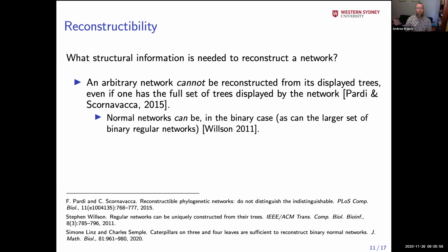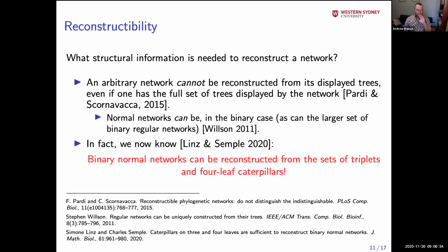So networks are hard because unlike trees, even if you have all the display trees, you can't reconstruct a network, and that's Fabio Pardi and Celine Scornavacca's result from 5 years ago. But normal networks can be, at least in the binary case, thanks to Stephen Willson's result. So that's pretty nice already. Normal networks can be reconstructed from their display trees. And remember, each tree occurs uniquely in a normal network. Each display tree occurs only once, which is a critical property that allows that to happen.